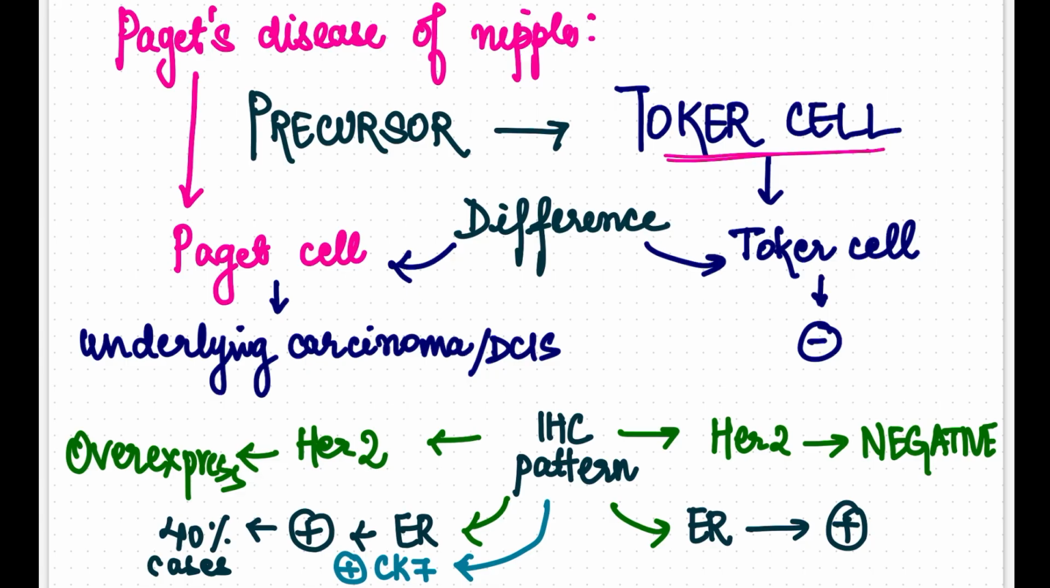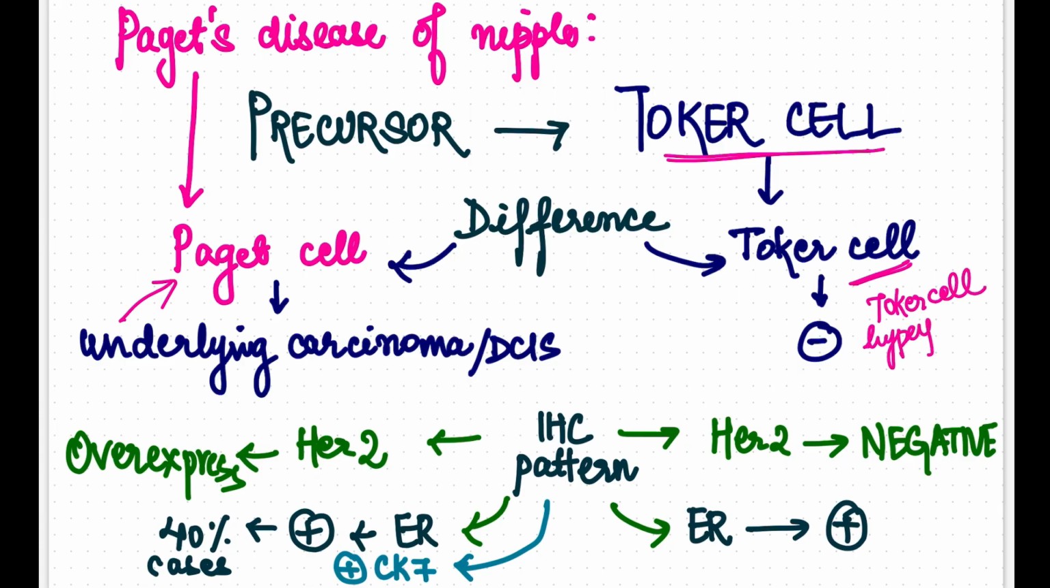First is the history, or the underlying carcinoma. If there is an underlying breast carcinoma or a DCIS, the cells that you see are an extension of that, right? So, it will be a Paget cell. But if there is no underlying carcinoma or DCIS, you should think that it is a Toker cell or Toker cell hyperplasia. They will not have an underlying carcinoma.